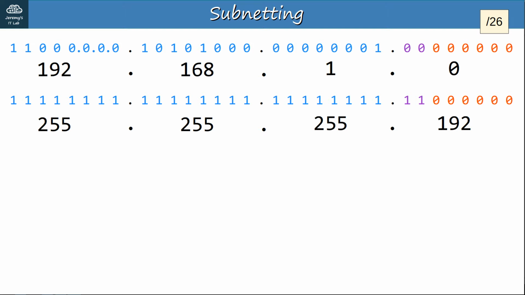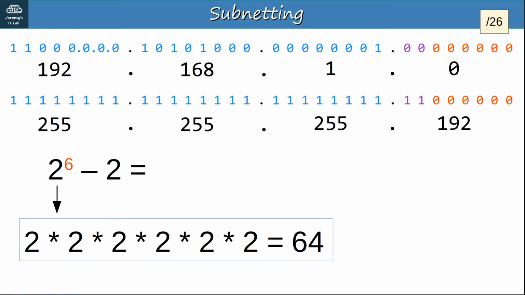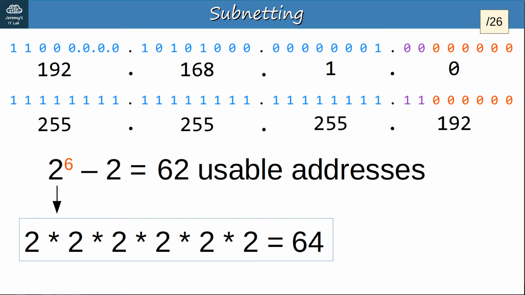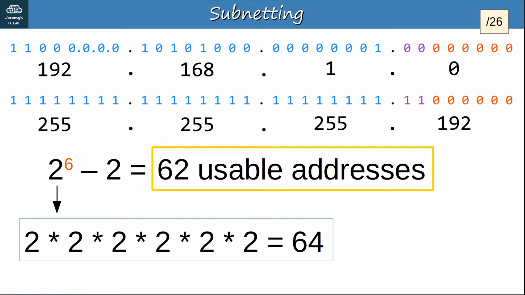How about a /26 subnet mask? There are now 6 host bits, so the formula is 2 to the power of 6 minus 2. 2 to the power of 6 is 2 times 2 times 2 times 2 times 2 times 2, which equals 64. That means there are 62 usable addresses. So it looks like we found our number.